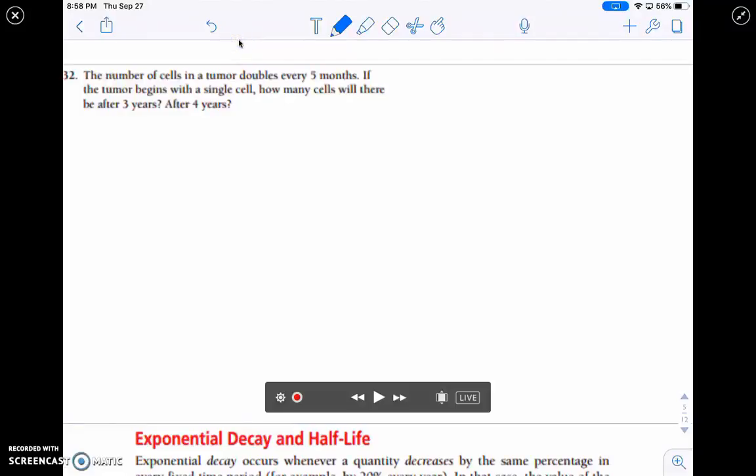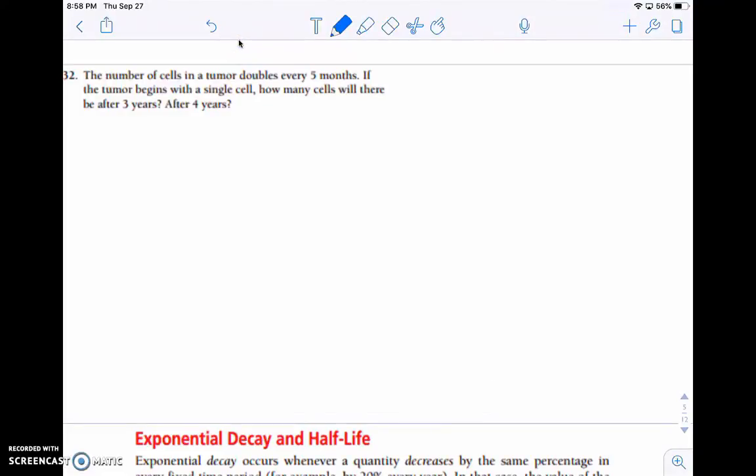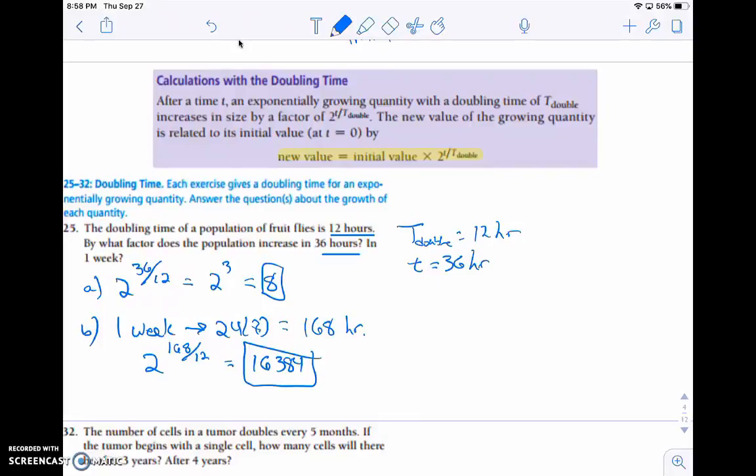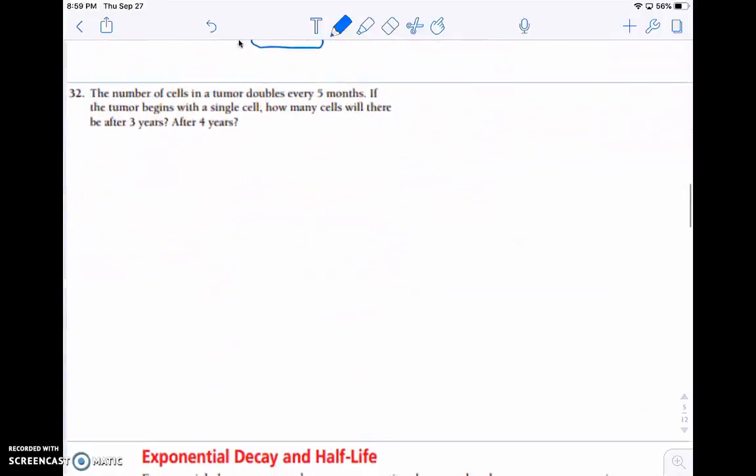Okay, this is part 2, unit 8B, looking at doubling time and half-lives. So earlier we established that when we're calculating doubling times, the new value is the initial value times 2 to the time period divided by the doubling time. So if we want to find out how much of a factor we are growing by, we're looking at 2 to the time over the doubling time, that ratio.